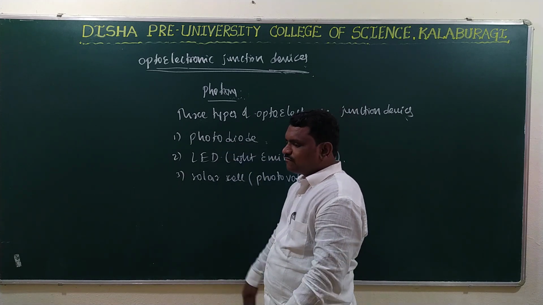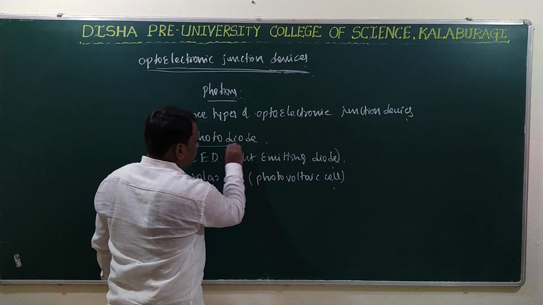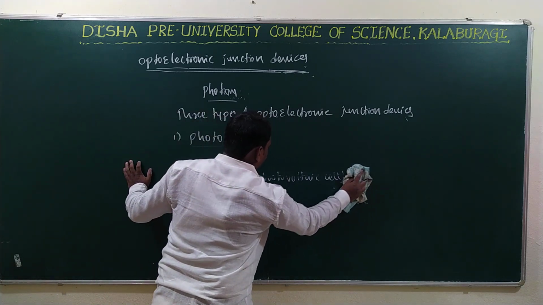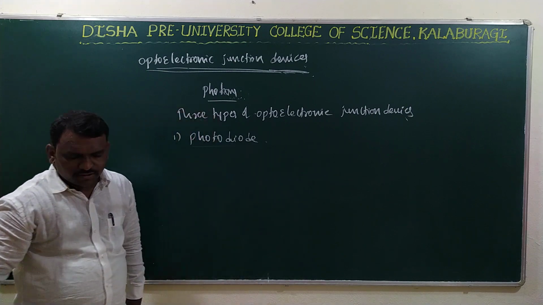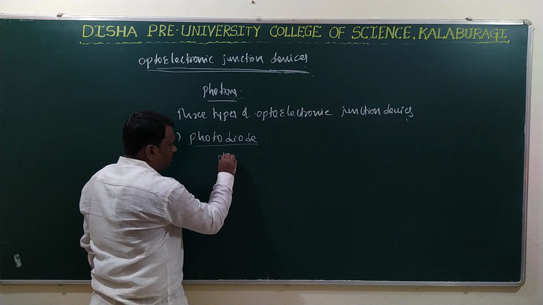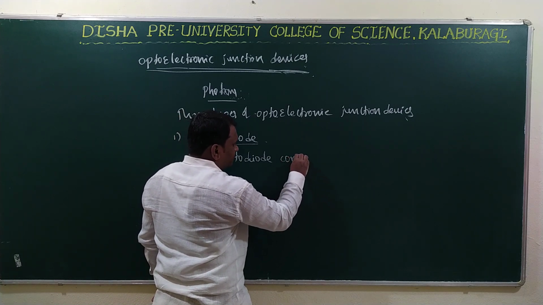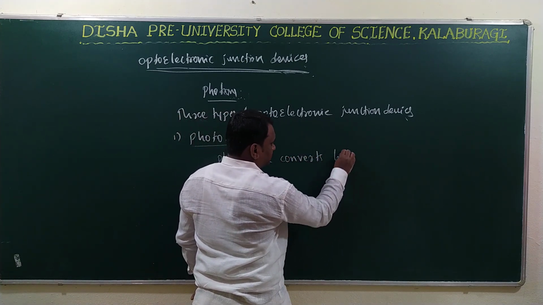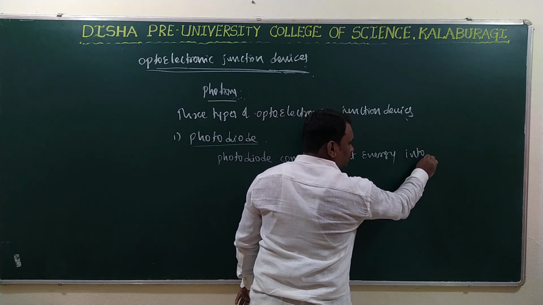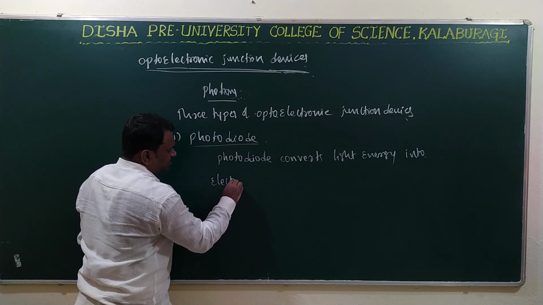Okay. The first one is the photodiode. Now discussing one by one. The first one is the photodiode. What is a photodiode? A photodiode is an optoelectronic junction device. It converts, right? The photodiode converts light energy into electrical energy.